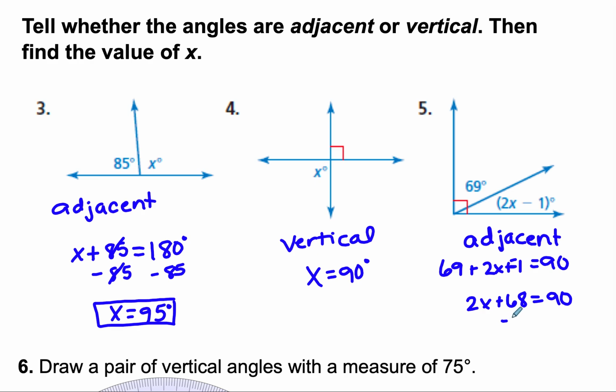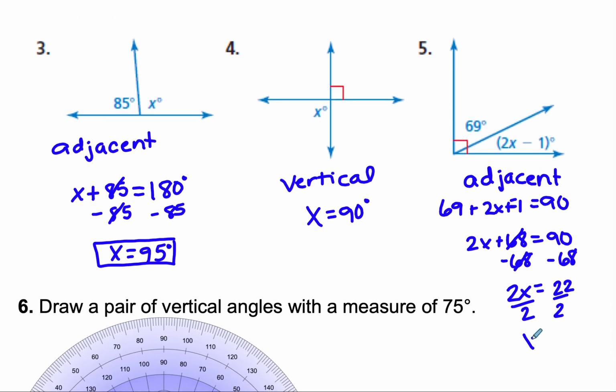Now I do order of operations backwards. I get rid of the addition and subtraction first. Cancel out a plus 68 by subtracting 68. So I have 2x equals 22. And then I am going to divide both sides by 2. And I get x equals 11 degrees.